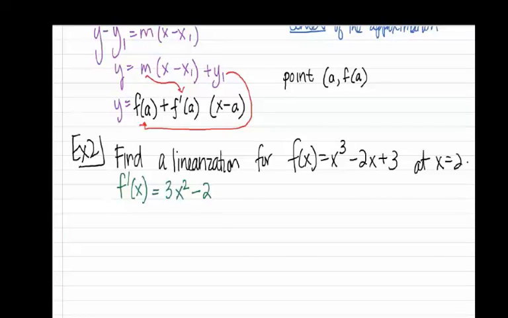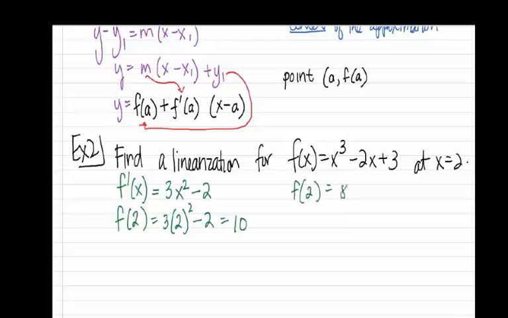So that means we need to find out what f prime of 2 is. We need the slope at that particular point. So that means 3 times 2 squared minus 2. So we have 10. We also need to know our point, so that means f of 2, and that's 8 minus 4 plus 3. So we have 7.